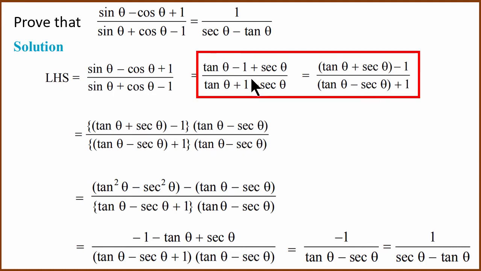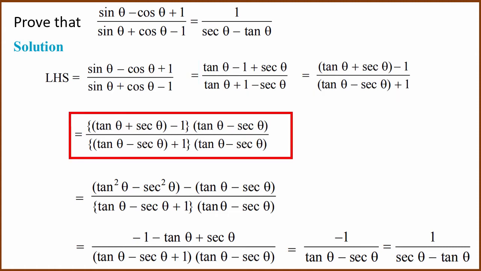Now what do we do here? We're just rearranging the terms. So we move the secant theta next to the tan theta. So you have tan theta plus secant theta. So it's just rearrangement. We're not doing anything else here. Why we're rearranging is because we want to eventually multiply it by tan theta minus secant theta. So that is why we're rearranging. Let's look at the next step.